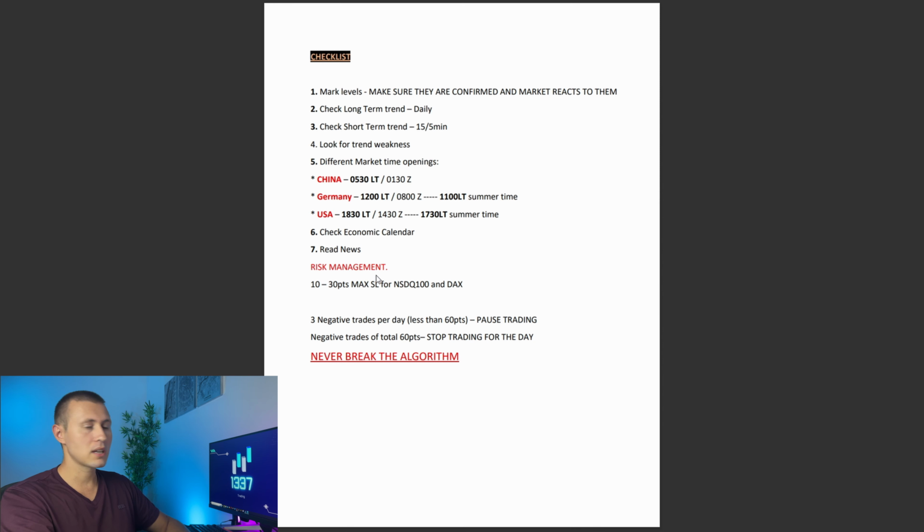And then my risk and money management: 10 to 30 points of max stop loss for Nasdaq and DAX. Basically this depends from trade to trade and from setup to setup, and it says here, 3 negative trades per day, less than 60 points, I pause trading. Basically, when you have 3 negative trades in a row, this is important, I didn't put it here, you tend to become emotional, you tend to become angry, and you get all these different kinds of feelings, and you don't want to trade when you're in that state.